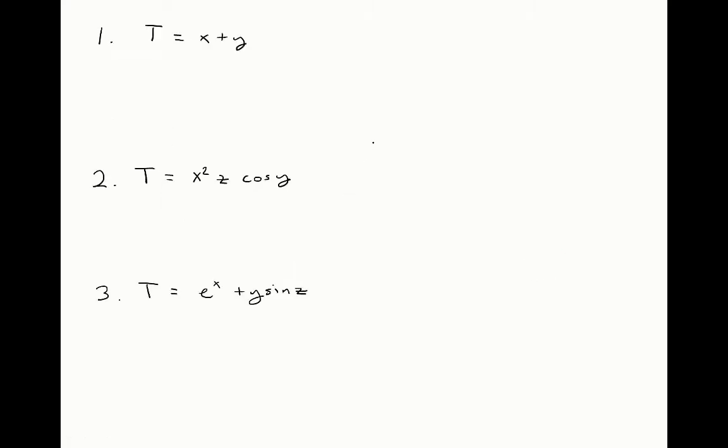So go ahead and calculate the gradient for each of these functions. And for the first one, you should be able to visualize it. The second and third one are harder to visualize. Okay, so this first one, first we take the derivative of x plus y with respect to x. That gives us 1. So we just get x hat. When we take the derivative with respect to y, we also just get 1. So that's y hat. It's not really a function of z, so the derivative with respect to z is 0. So we just get x hat plus y hat.